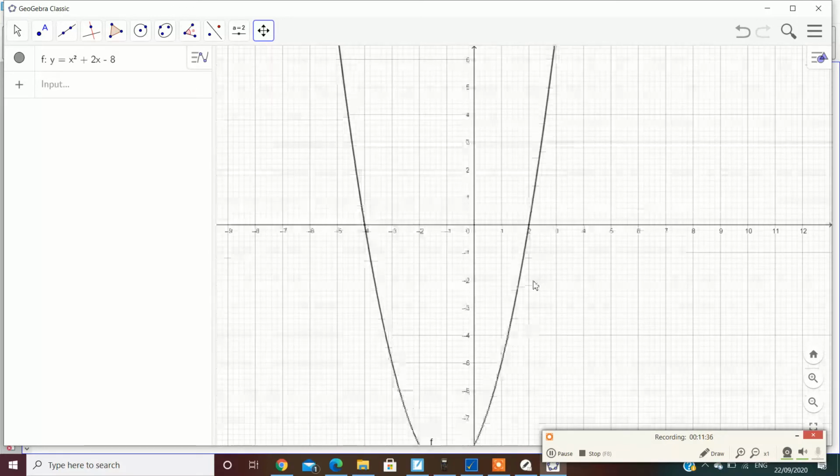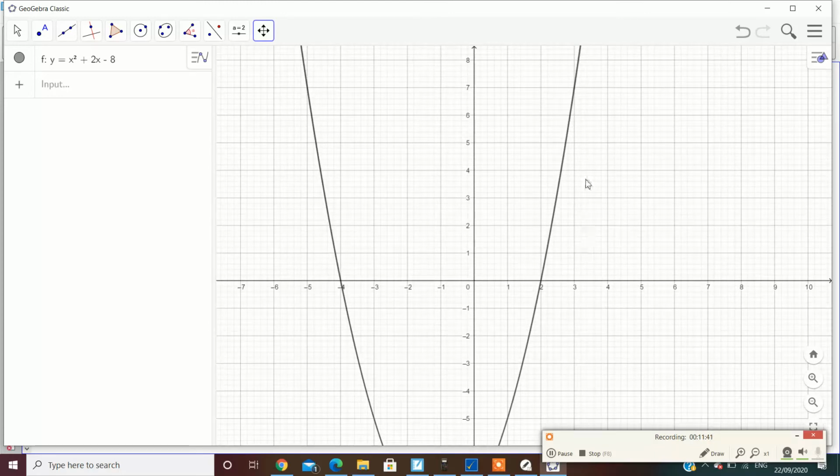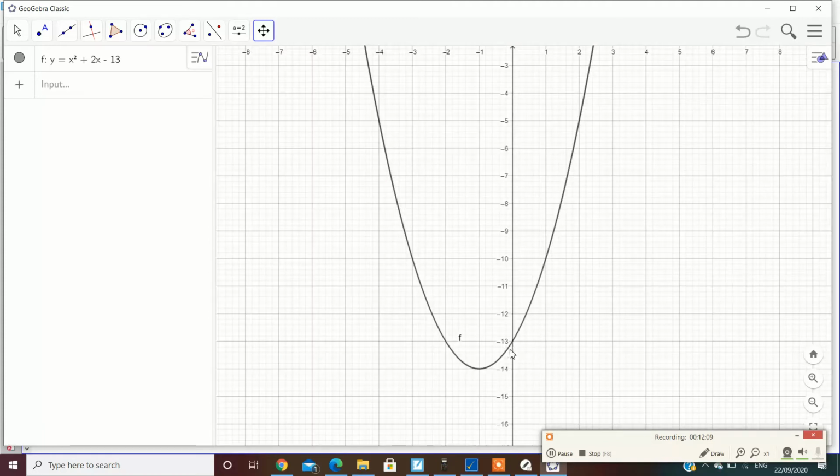Now, it wants us to go through 3, 2, doesn't it? But this one goes through 3, 7. If I drop another 5, how would I drop another 5? Instead of dropping 8, drop 13, exactly. Drop down another 5. Because we go through 3, 7, but it wants us to go through 3, 2. So try 13. See what happens. Do we go through 3, 2? Yes, we do.